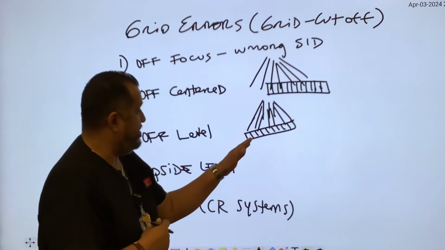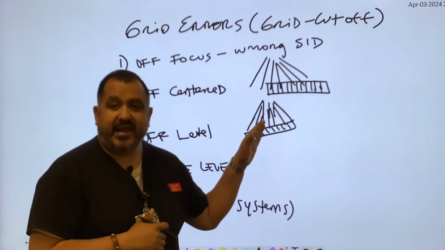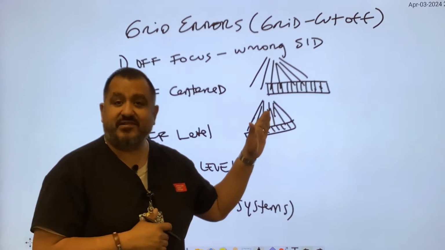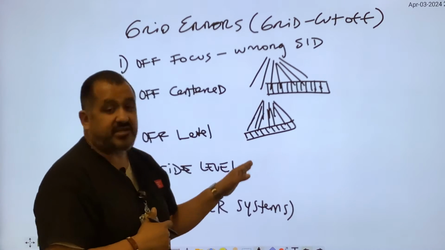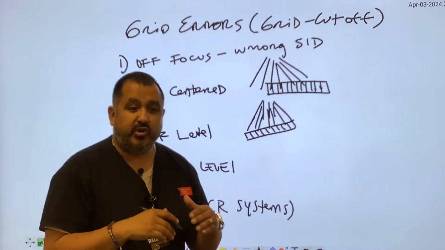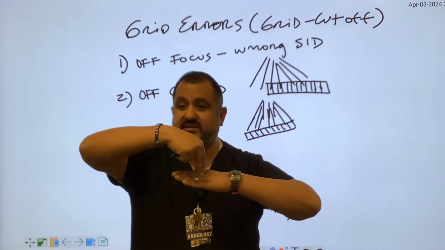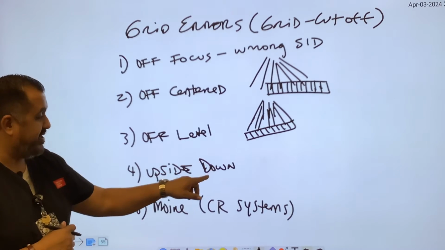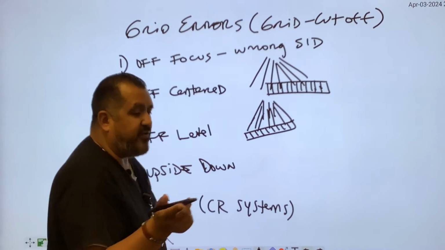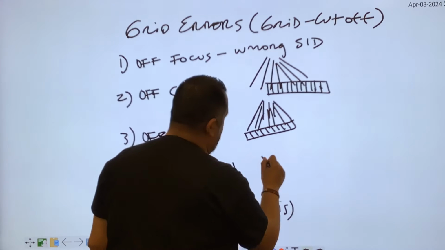What's going to happen? Again, your primary radiation is going to be attenuated by the lines of lead, and your scatter is going to produce your image. So your grid has to be perpendicular to the central ray. Upside down grid now, do you remember we said that focus grid? I'm going to draw here the focus grid.